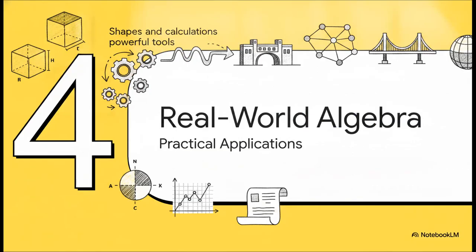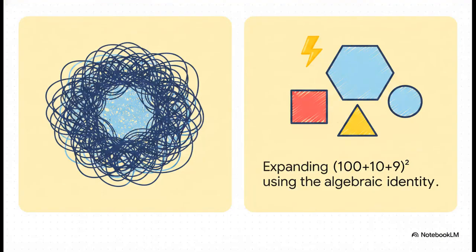Section 4, Real-World Algebra. So we've physically seen why these rules work with shapes and volumes, but let's look at how they become insanely powerful tools for real-world calculations. Think of identities as literal cheat codes for real life. Say you need to find the square of 119. You could do it the long way, grinding it out manually on paper, risking a simple math mistake at every single step. But using the identity method, we can break 119 down into easy-to-manage chunks, 100 plus 10 plus 9.